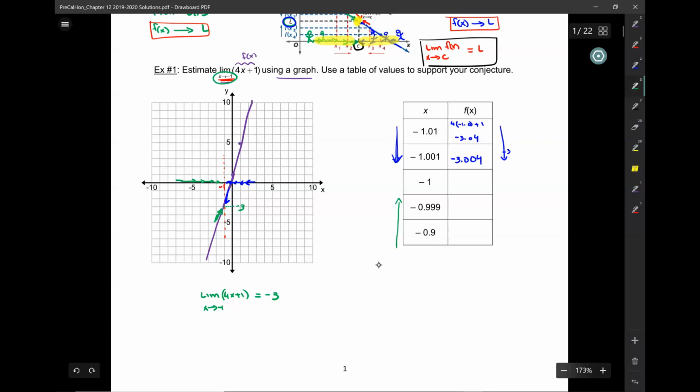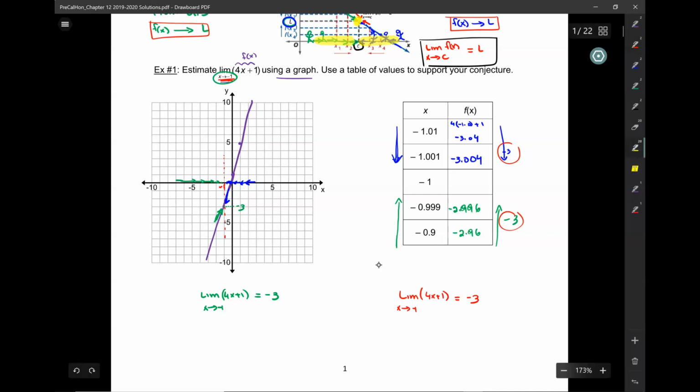Okay, so what about from here? At negative 0.999, I get negative 2.996, and then negative 2.96. So if I look at it upside down as I'm getting close to negative 1, my y values are getting closer and closer to negative 3. So look at that. From here and from here, my y values are approaching negative 3. So I say the limit of 4x plus 1 as x approaches negative 1 is negative 3.